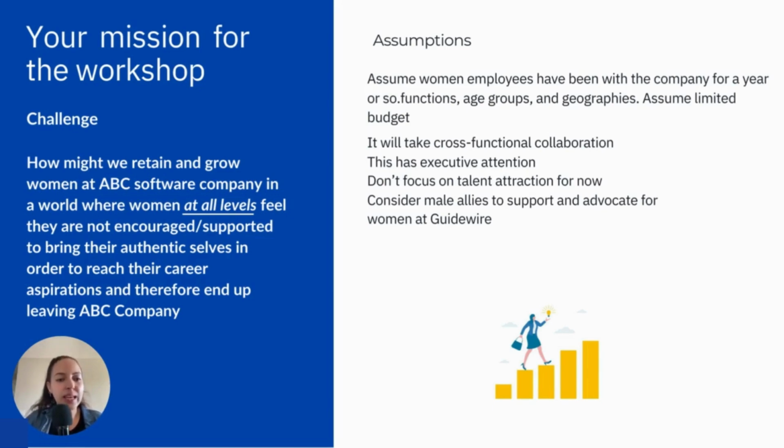So, how might we retain and grow women at this ABC software company in a world where women at all levels feel they are not encouraged and supported to bring their authentic selves in order to reach their career aspirations, and therefore end up leaving this ABC company? This is a people problem. I have made it my role to not make it into a software or technological problem, because if you can do it with a people problem, you're going to use user research to make a service or create an experience that is going to make these women's lives better.